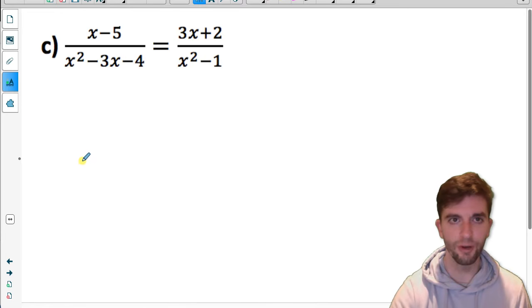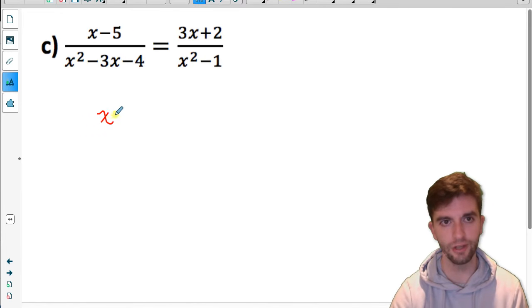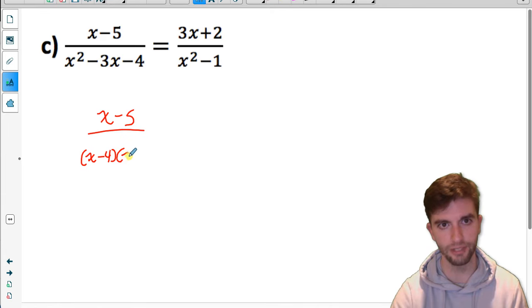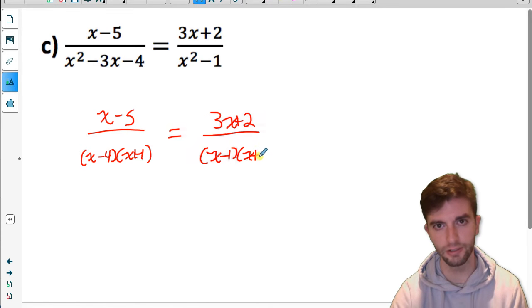Part C, this is the first one where there's some factoring to do. So let's look at the left side of this equation. Let's factor the left side first. In the denominator, oh, that's the same quadratic we just had. It factors to x minus 4 times x plus 1. How about the right side of this equation? Nothing to factor from the numerator, but the denominator is a difference of squares.